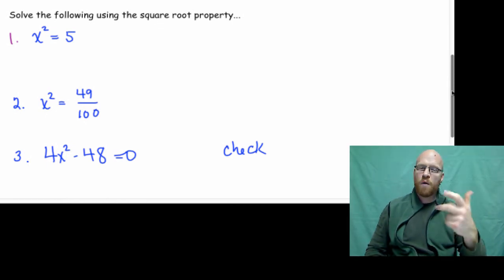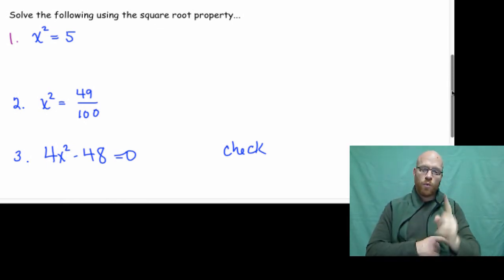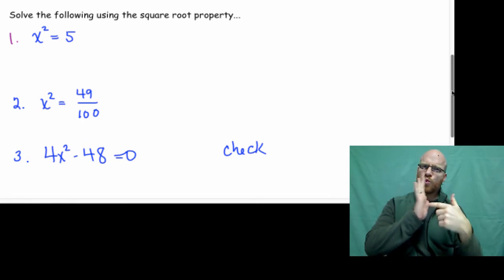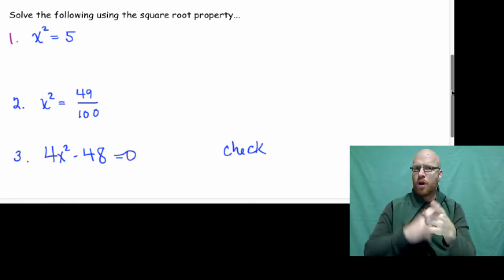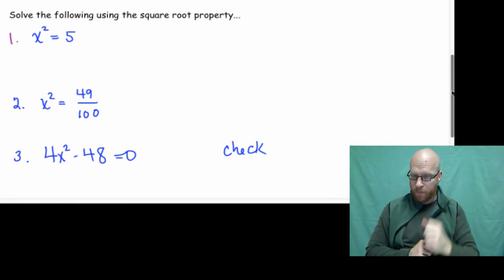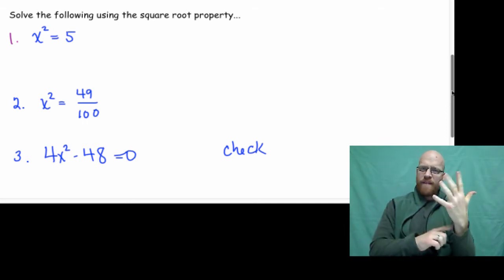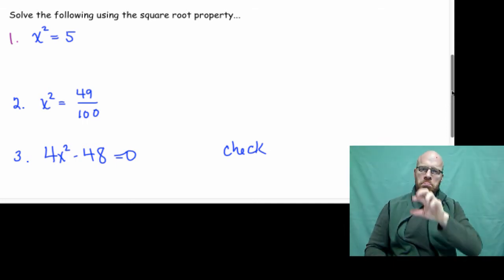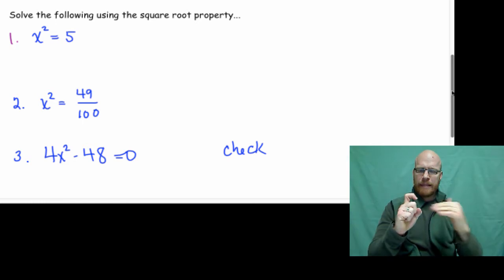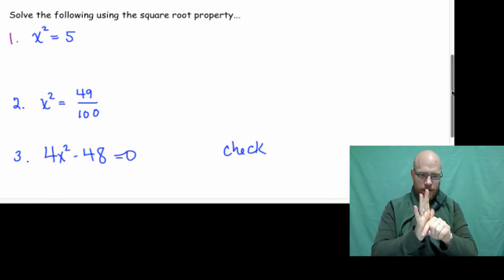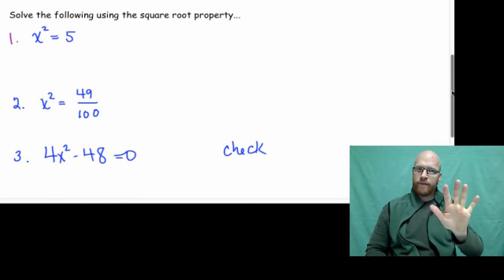Now, I have 3 examples here. And on the last one, I'm going to go through a complete check to show you how this works when you're putting in the check within a larger, more complex equation. But first, we're going to look at x squared equals 5. We're going to take the square root of both sides, and then x equals plus and minus the square root of 5.